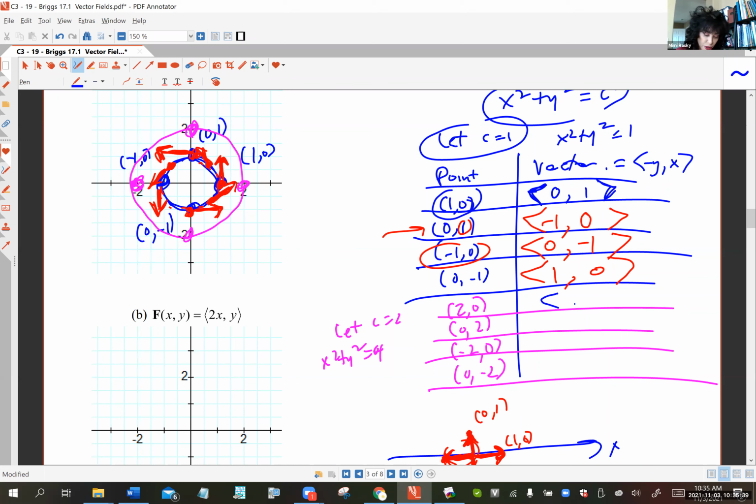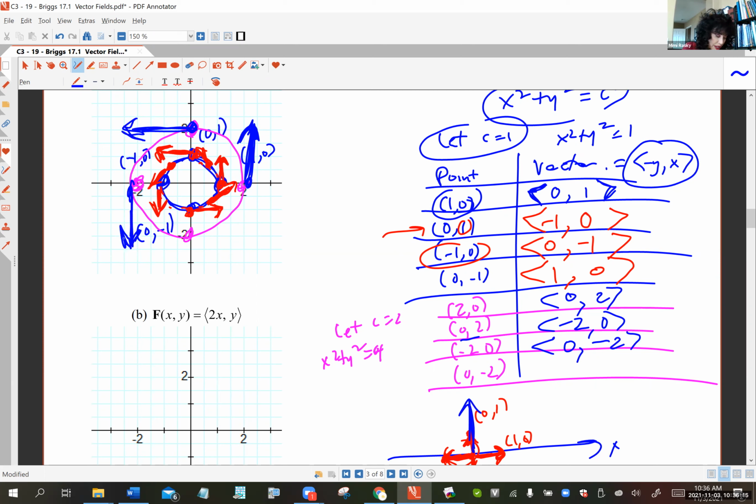So the point 0, 2: we want negative y, x here, so we'll have negative 2, 0. If you draw that in standard position, that's a vector pointing left, and then you'd want to bring it over to the point it's associated with. There it is. The point negative 2, 0 would have the vector 0, negative 2, a vector pointing vertically downward. And then finally, 0, negative 2 would have 2, 0. That's pointing to the right.